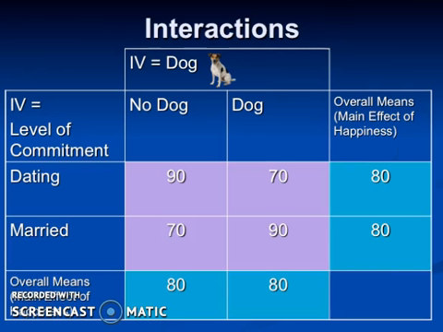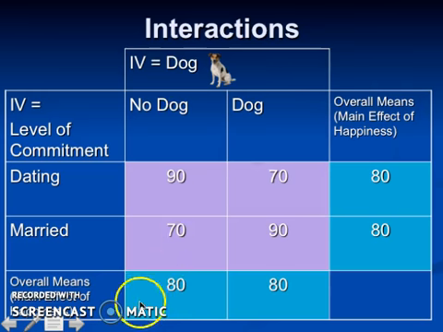So here's an example of our basic study with the dog versus no dog, the dating versus married. When you're looking at the main effects, essentially you're only looking at the one independent variable and you're completely ignoring the other independent variable. So if I want to look at the main effect of having a dog on happiness, I would take the average across dating and married. So I wouldn't even look at dating and married. So I would look at the averages of those two.